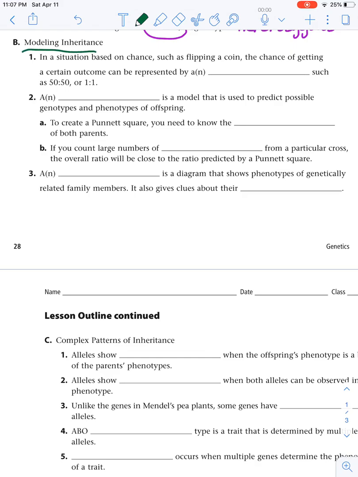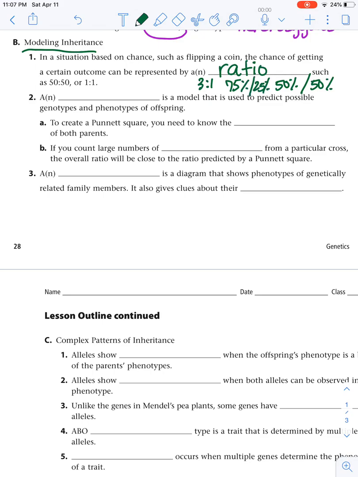And so number 1 says, in a situation based on chance, such as flipping a coin, the chance of getting a certain outcome can be represented by a ratio such as 50-50 or 1-to-1. Actually, before we go on to number 2, we can also represent it with percents. So a 50-50 ratio would be 50% to 50%, right? So you have a 50% chance of one or the other thing happening. Sometimes we have a ratio of 3-to-1. That would be a 75% to 25% chance.